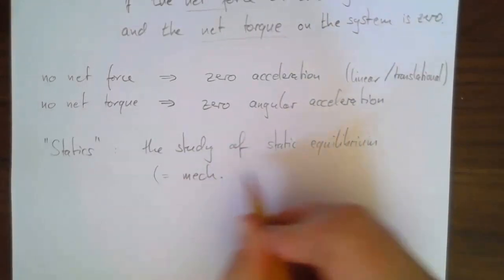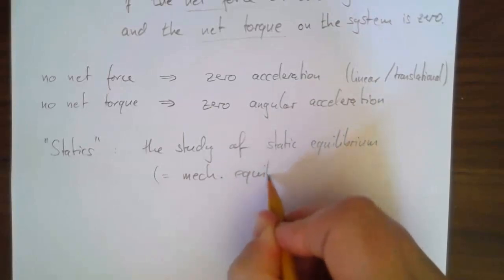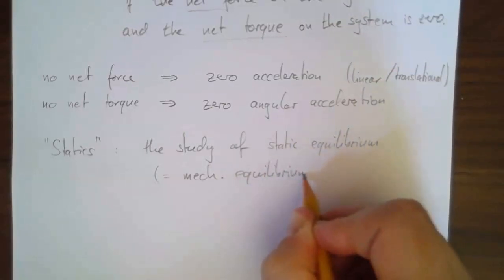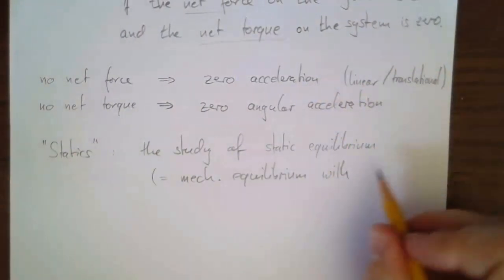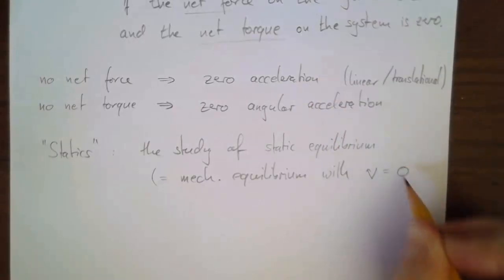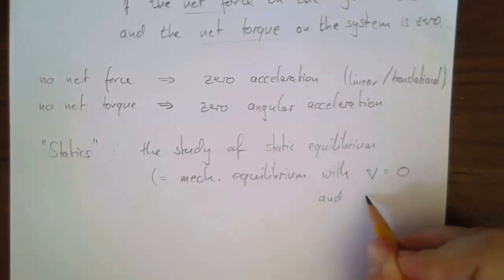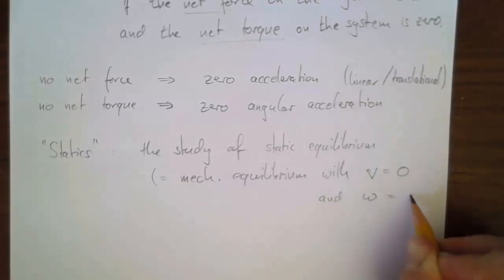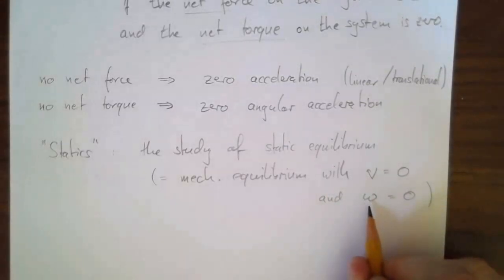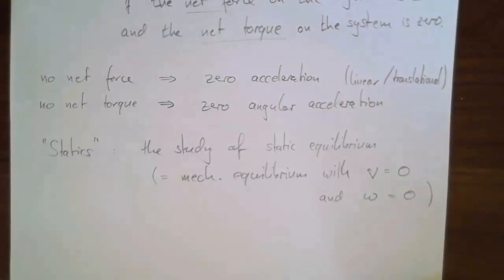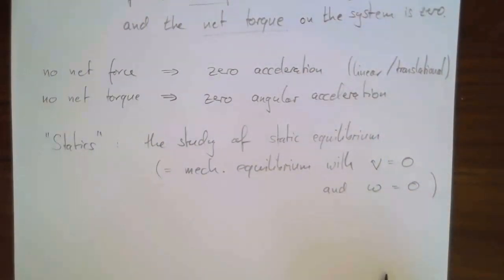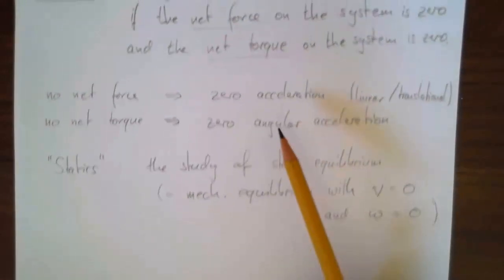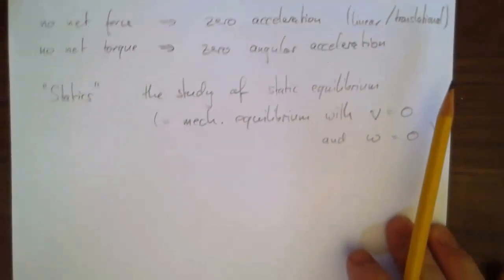So static equilibrium is mechanical equilibrium with the special case that it's not just the acceleration that's 0, it's also that the velocity is 0 and the angular velocity, which we write as little omega, is 0. This is the angular velocity. We'll come back to this as well when we talk about systems that are actually rotating and possibly changing the rate of rotation.